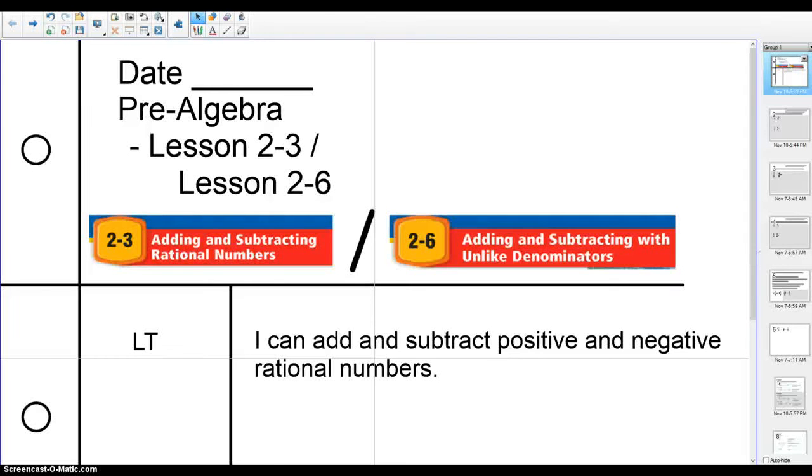Today's lesson, we are going to be talking about adding and subtracting positive and negative rational numbers. That's going to be our learning target for the day, so you want to write that down. While you're writing that down, let's give an example of what that actually means. We're going to be able to add and subtract positive and negative rational numbers, so the type of problem you'll be able to solve is like this one.